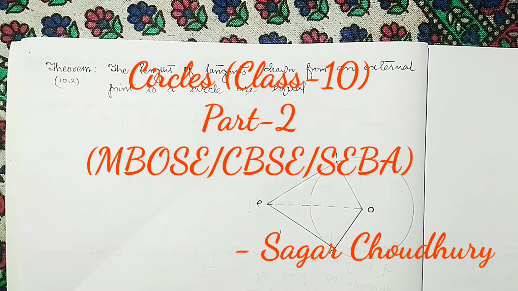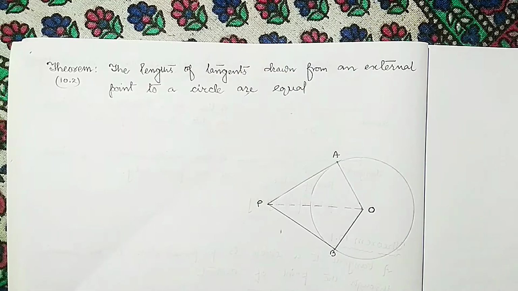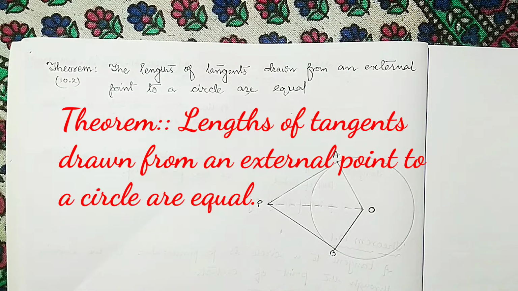Hello viewers, in my first video on circles I've explained the theorem that a tangent to a circle is perpendicular to the radius through the point of contact. And in this video I'm going to explain the second theorem of this chapter, that is the lengths of tangents drawn from an external point to a circle are equal.